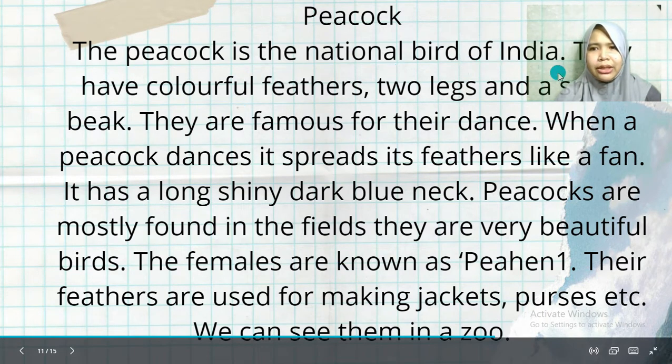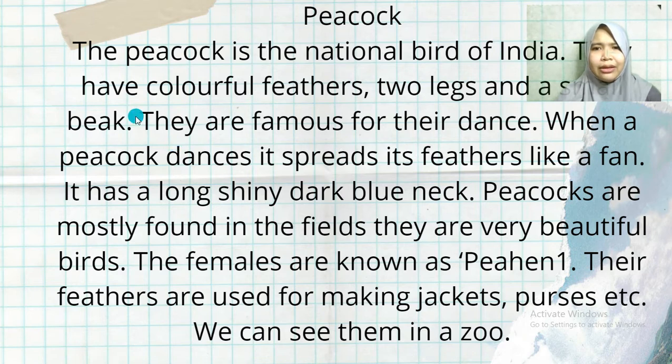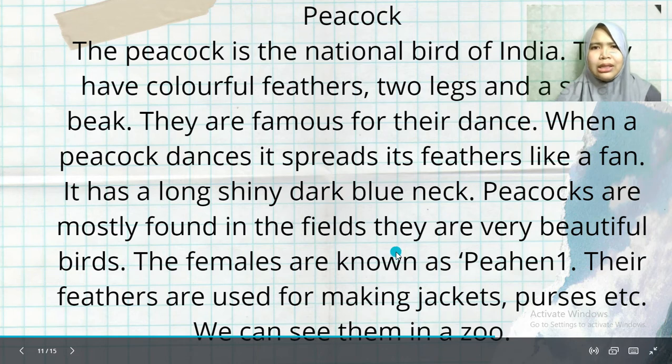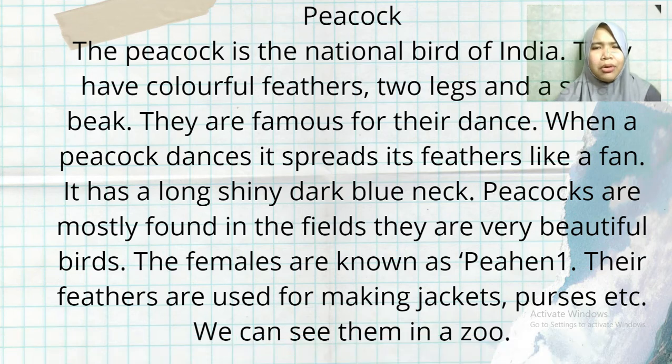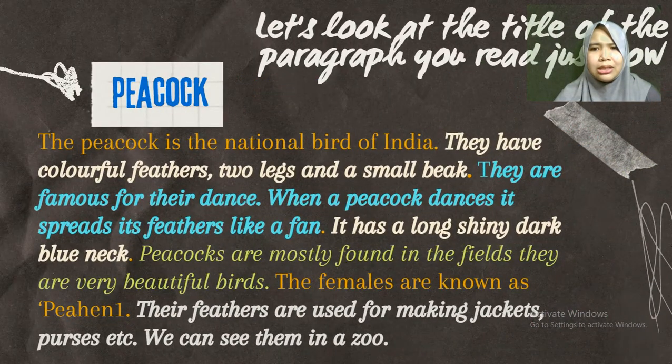Peacock is the national bird of India. They have colorful feathers, two legs, and a small beak, and so on. Okay, so look at the paragraph here. What do you think is the supporting details of this paragraph? Supporting details can be more than one in a paragraph. Okay, so let's look at the supporting details.